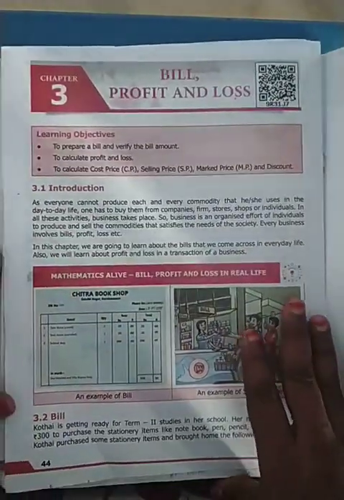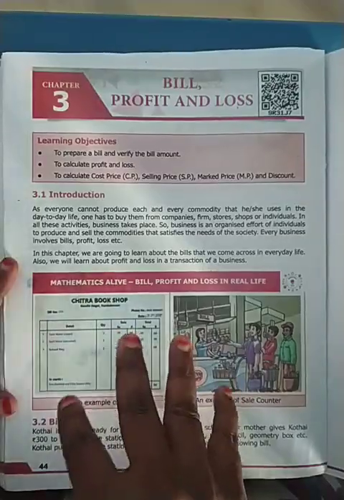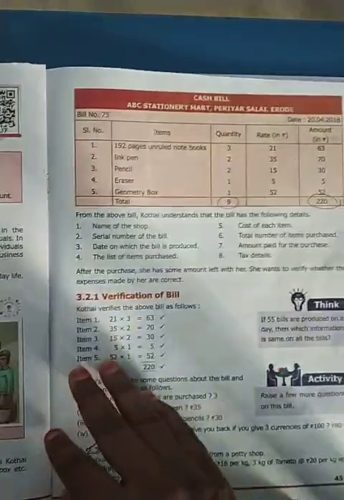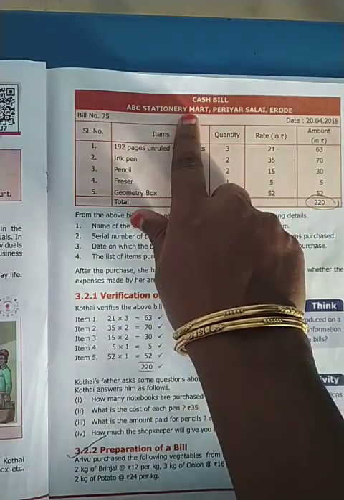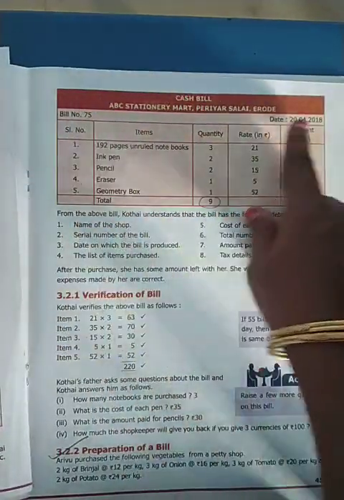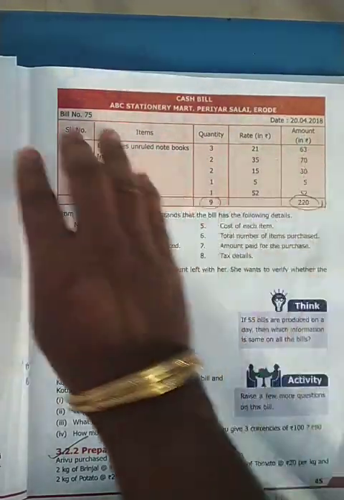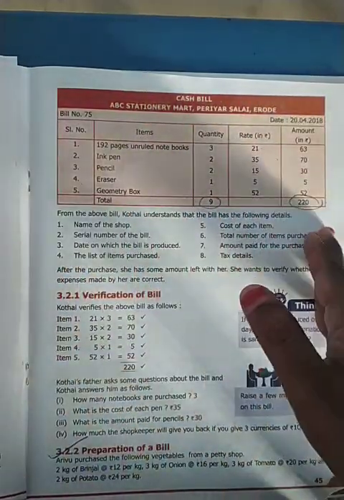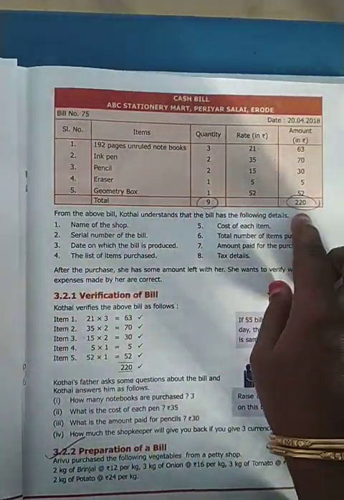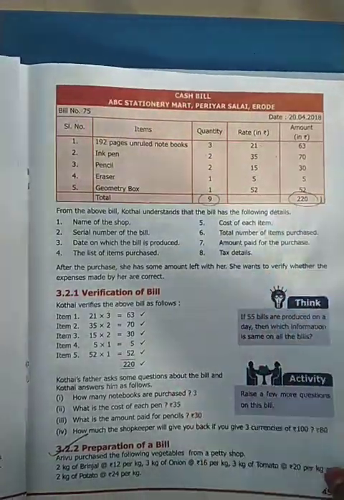Then we come to the third unit called profit and loss. Before that, we were writing the bill. You will see how to write the bill. In the cash bill or the cash memo, you write the name of the shop, bill number, date, serial number, items, quantity, rate and amount. You should remember all these titles, then only you can fill in the things. And then finally you should add the total amount. Then only you will generate the bill.